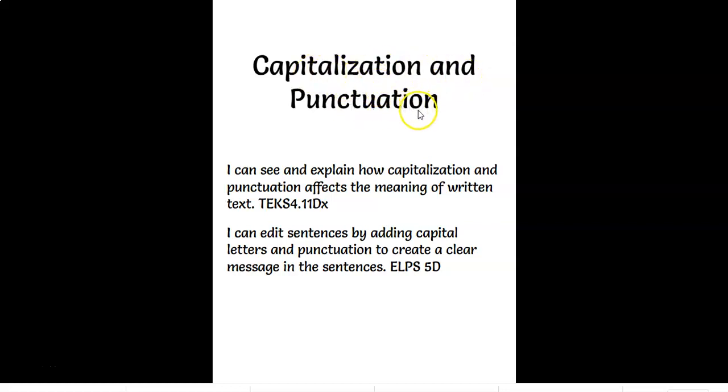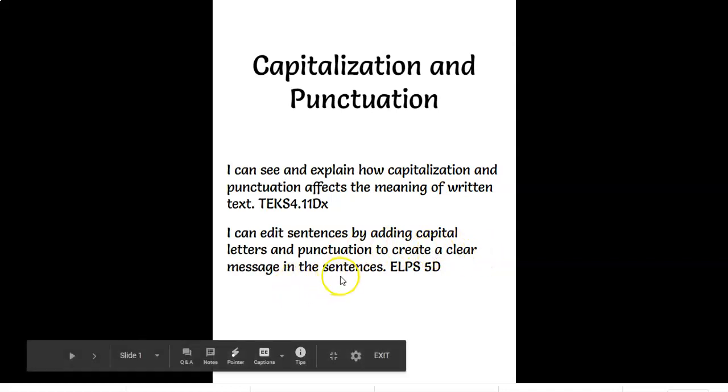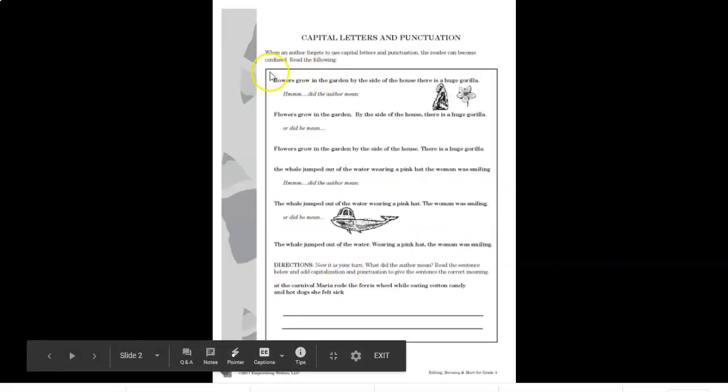Capitalization and punctuation. Today's objectives. I can see and explain how capitalization and punctuation affects the meaning of written text. I can edit sentences by adding capital letters and punctuation to create a clear message in the sentences.